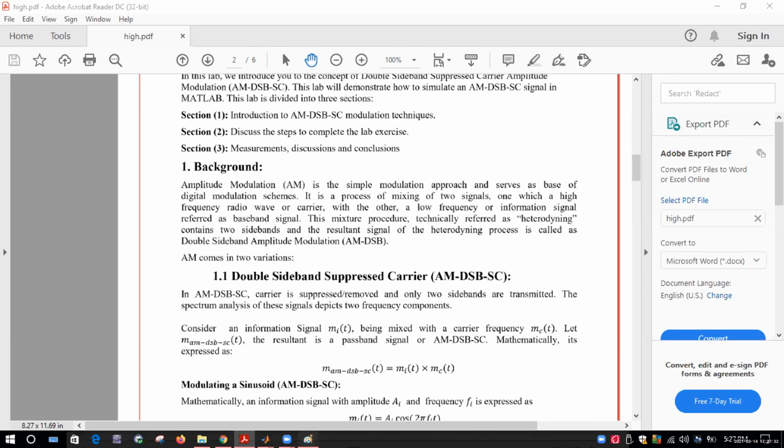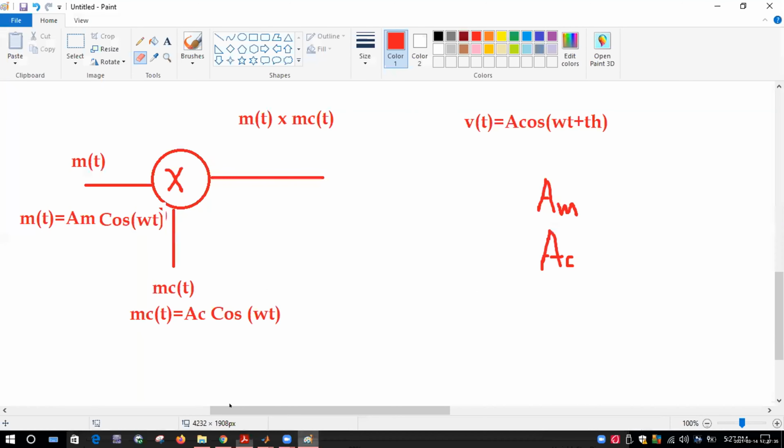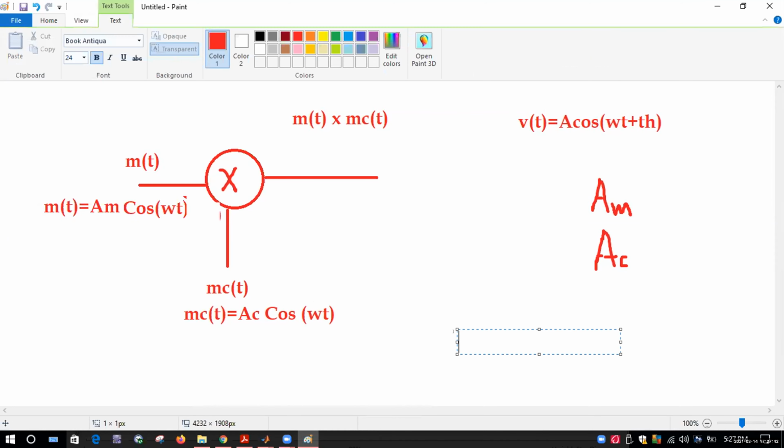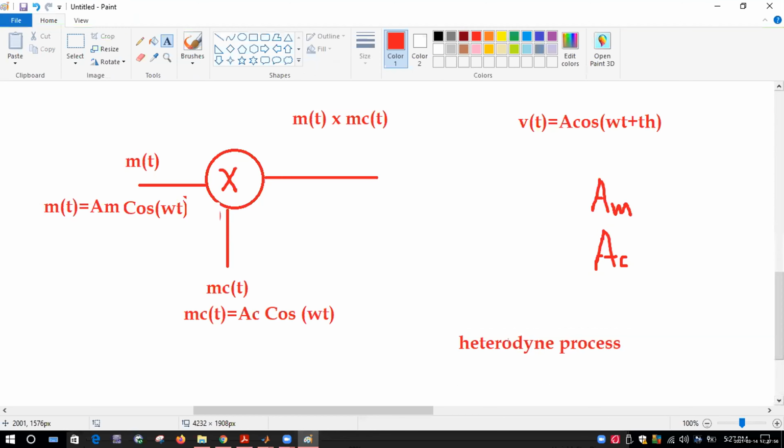Usually, to understand this concept, I use the word mixing. In communications, we don't say we mix signals, we say heterodyning process. Heterodyne process means the mixing of information signal with the carrier wave. Sometimes we call it information signal, or we also call it a message signal. It's one and the same thing.